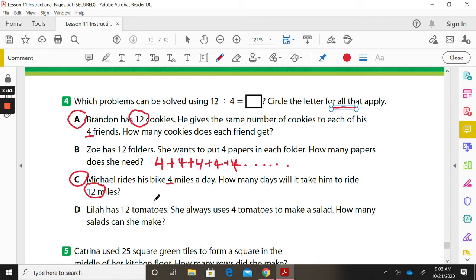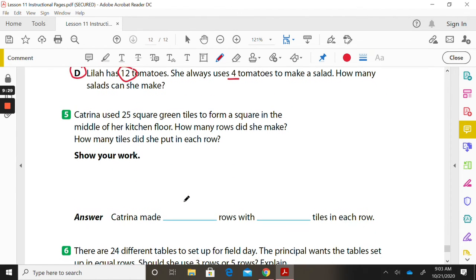Lila has 12 tomatoes. She always uses 4 tomatoes to make a salad. How many salads can she make? Well, we have 12 total tomatoes, and she's using 4 tomatoes for a salad. That sounds like she is taking her 12 tomatoes and dividing them, 4 tomatoes per salad. So it looks like we would also use division for this one. So for number 4, A, C, and D are all correct answers.